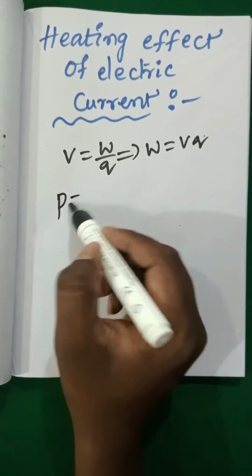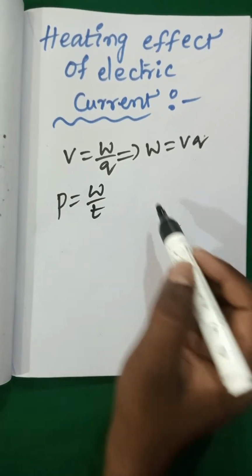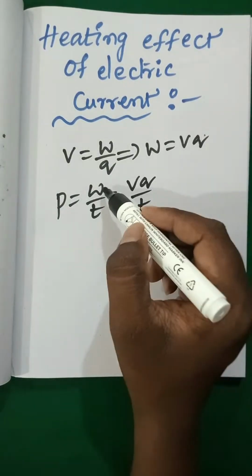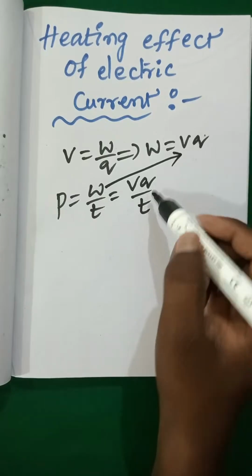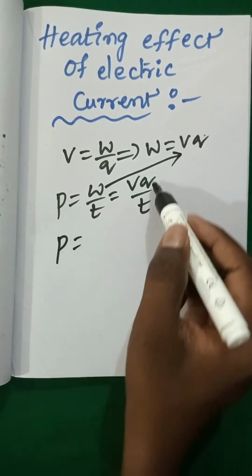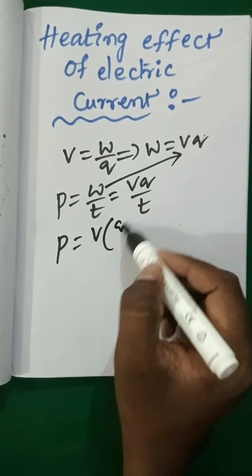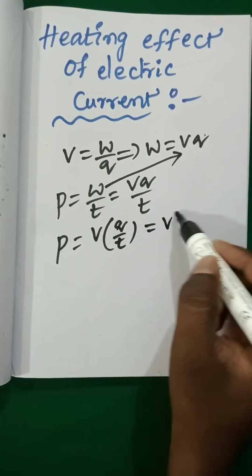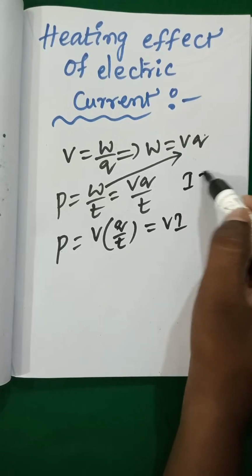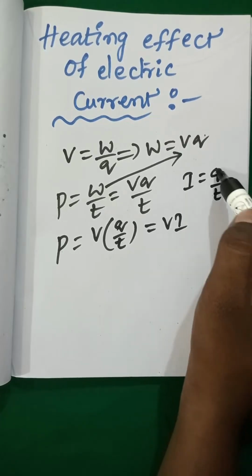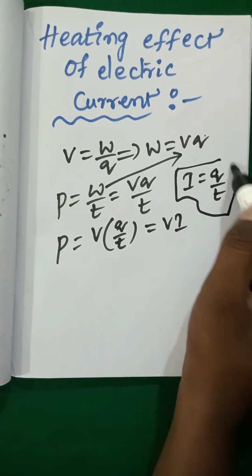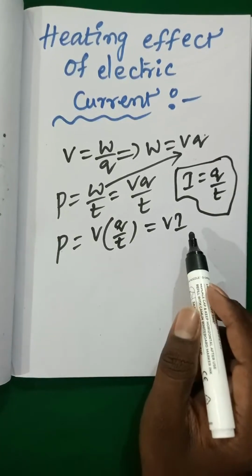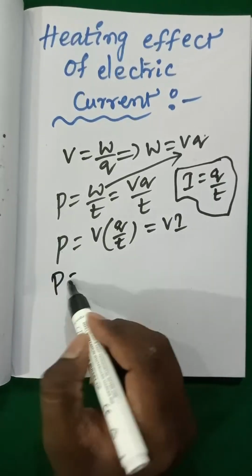So P equals, what is power? The rate of doing work. So VQ by T, substituting VQ in place of W. Now I'm taking V common, keeping Q by T aside. I equals Q by T, yes or no? So P equals VI.